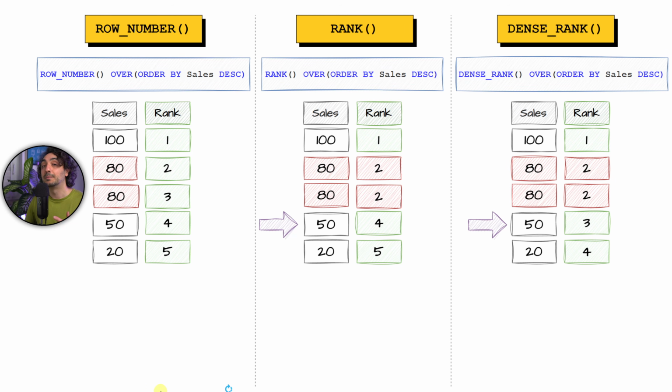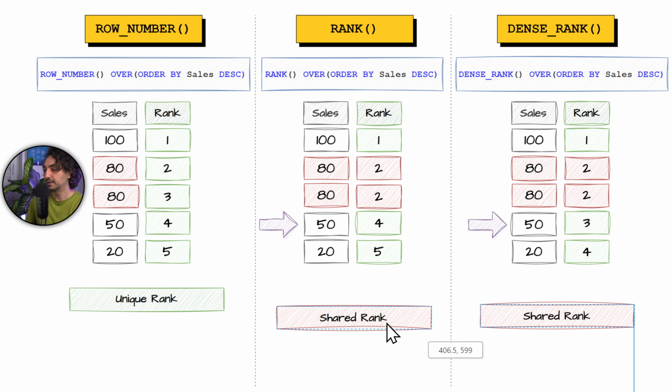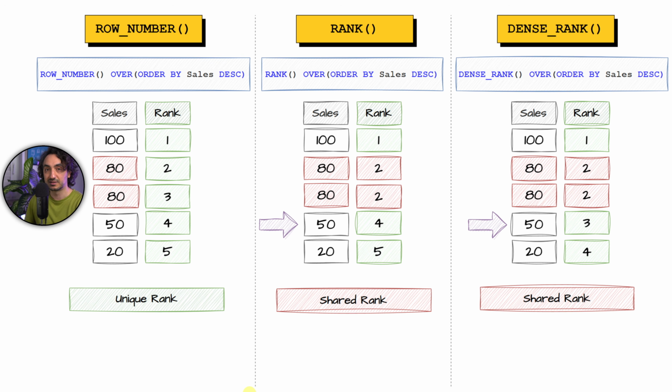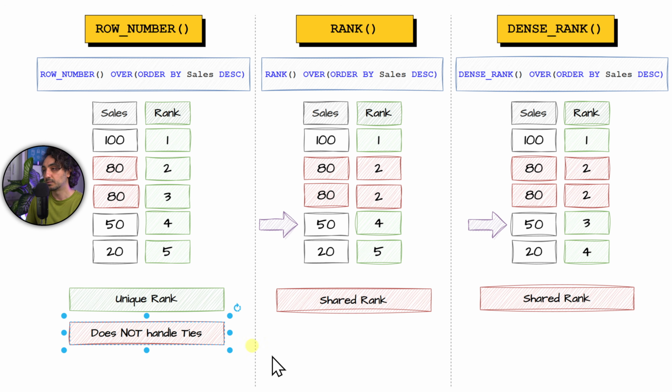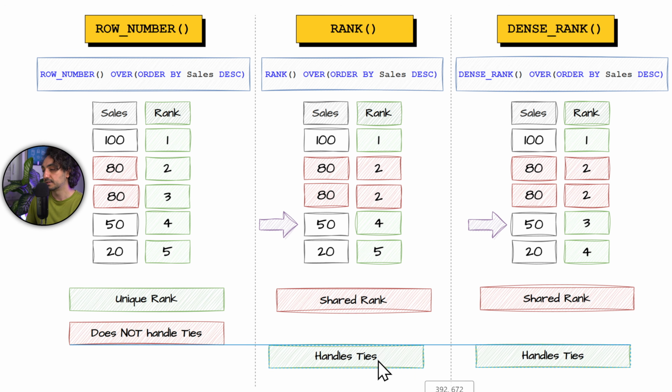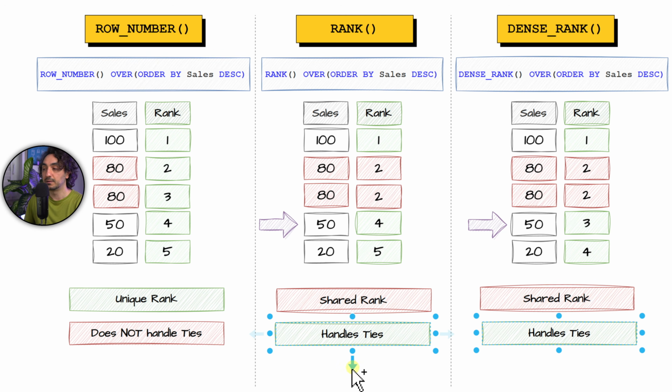Alright, so now let's quickly compare the 3 functions side by side. Let's start with the first point, the uniqueness of the rank. If you compare those 3, you can see that only the row number generates a unique, distinct rank. So this is going to be the unique rank, and the 2 others have duplicates, or let's say shared ranks. Now the second point: whether the function handles the ties. The only one that doesn't handle the ties is the row number. The 2 others handle the ties since they offer the shared rank.